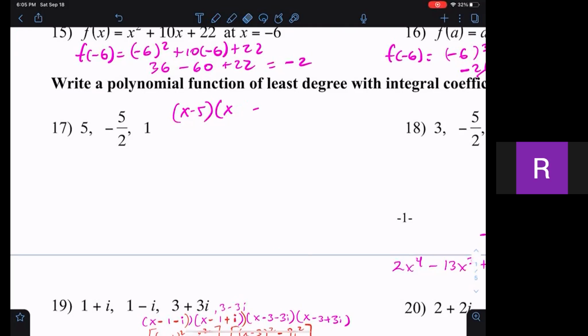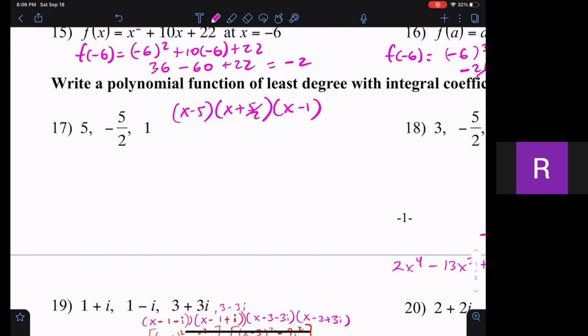Or you can think, okay, what's the opposite? When you solve for x, x plus 5 halves equals 0, right? If you do this, x plus 5 halves equals 0, and you solve for that, you will subtract, right? So that means that this is the factor. So this will be x plus 5 halves, and then this is x minus 1, right?